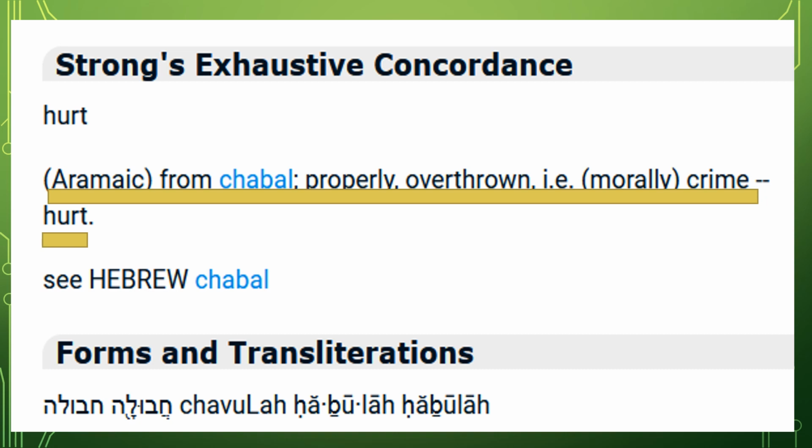So here we see that this word us, this construct of us, according to the Strong's Concordance Index, again is relating to this idea of crime or hurt. Also this idea of being overthrown. So that which has been overthrown is what it looks like it's indicating here, and something that is morally hurt, something related to crime.